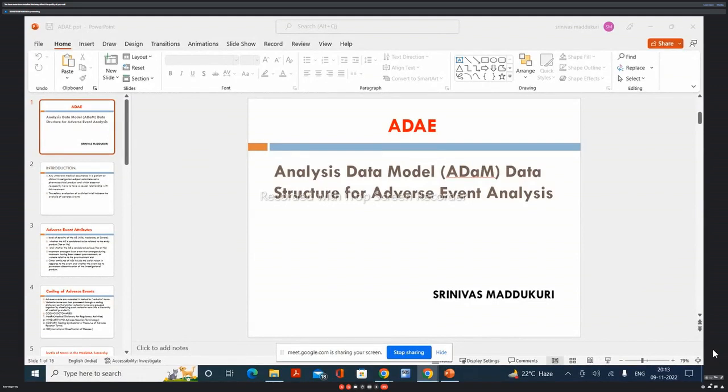In the last class, we completed the programming for ADLB, and I told you ADLB and ADVS are going to be the same. Only the parameters are going to change. In ADVS, we are going to have parameters like height, weight, BMI, temperature, systolic, diastolic, pulse rate, respiration, body surface area, or something like that. Apart from that, everything is going to be the same. So if you do the ADLB, automatically you are going to do ADVS.